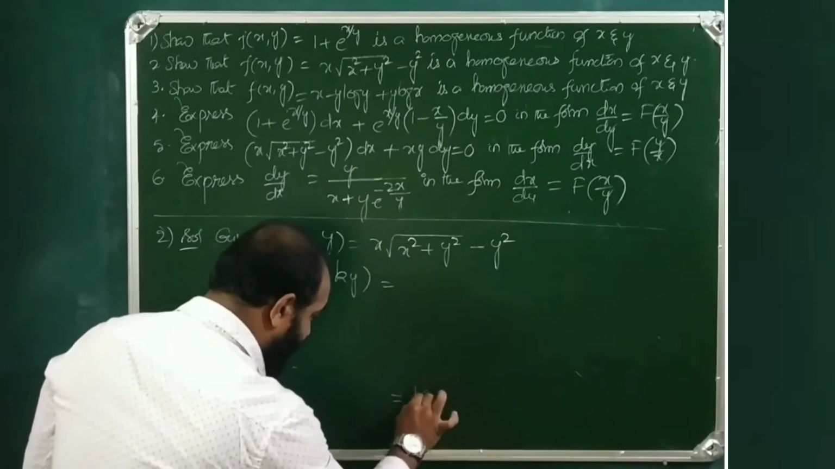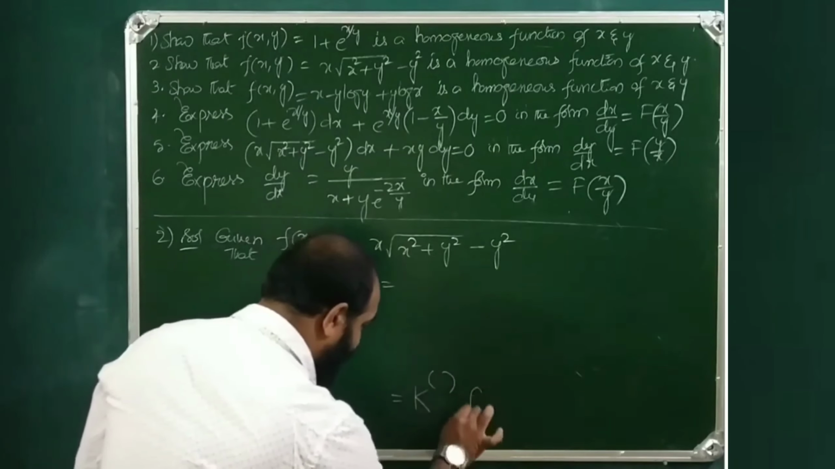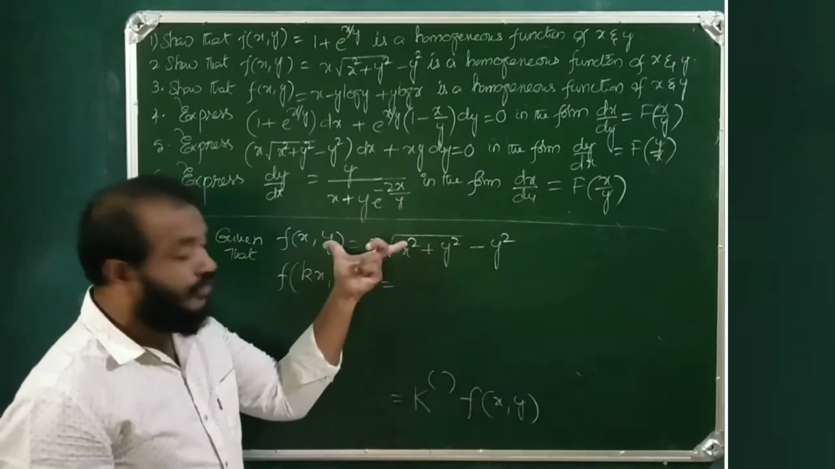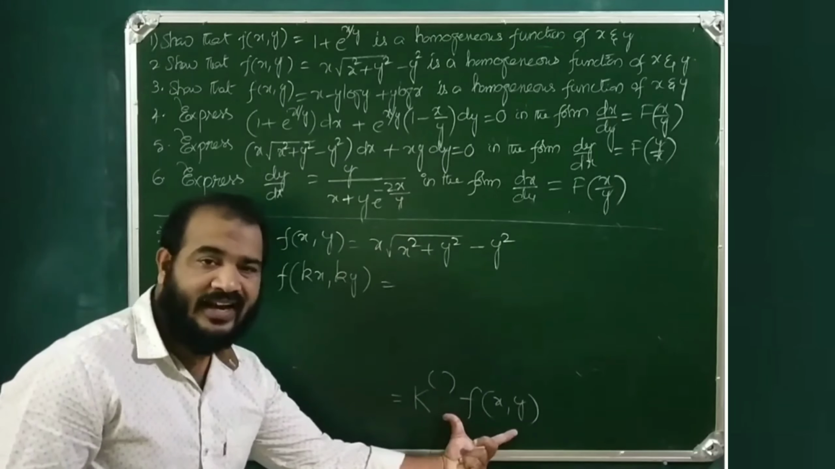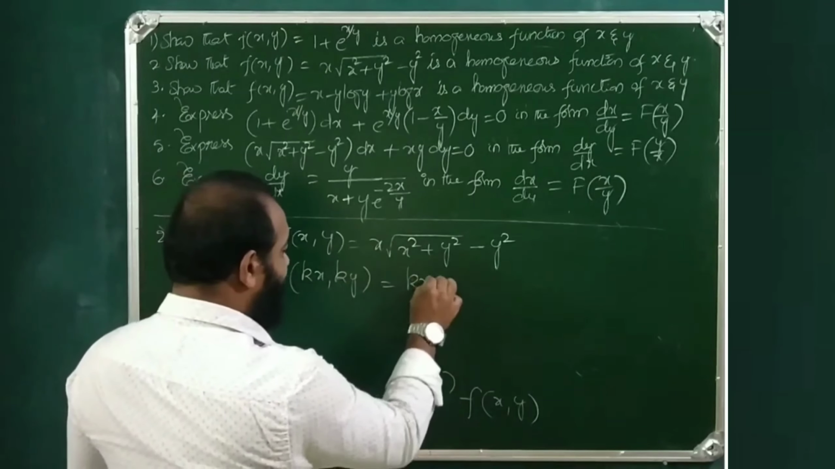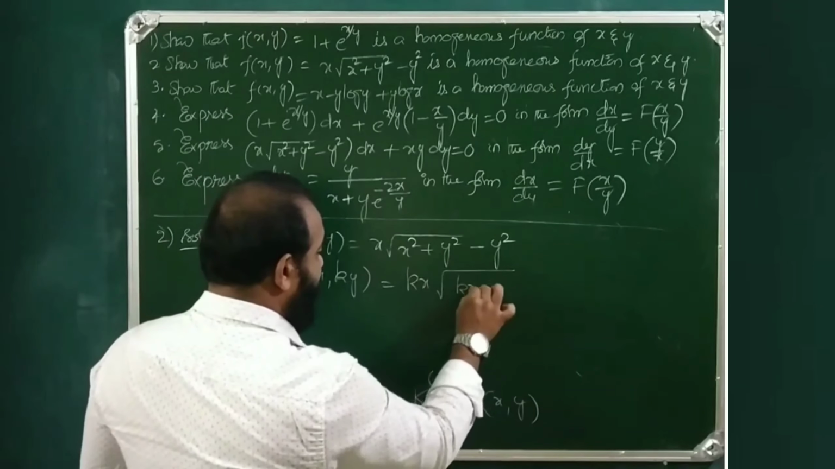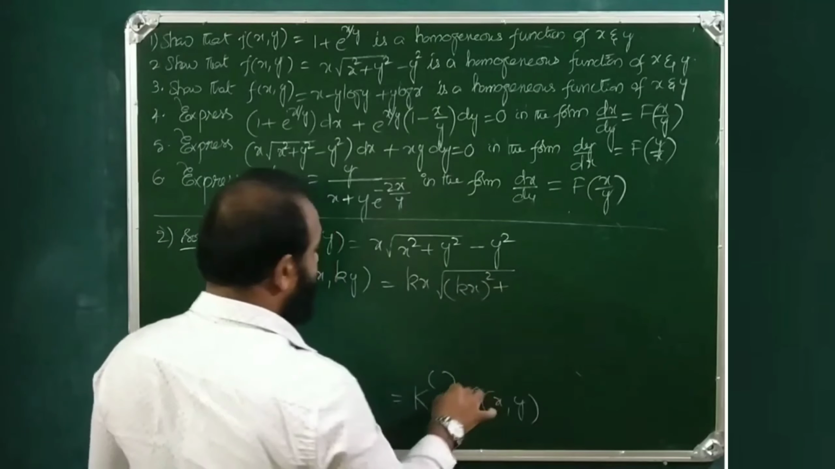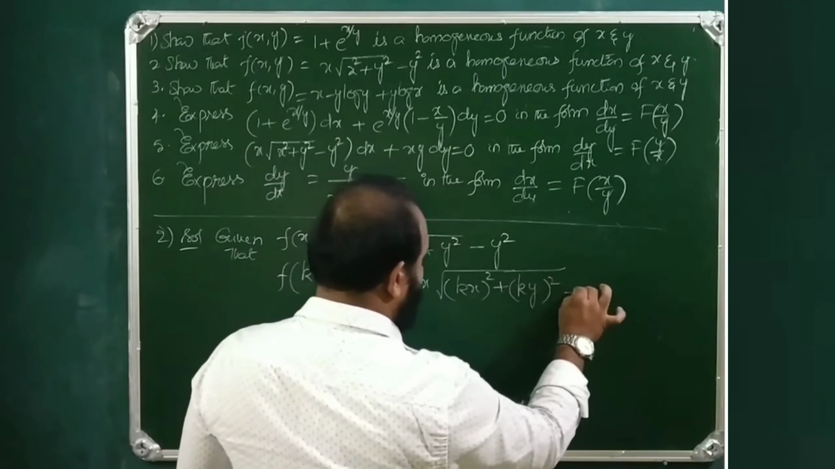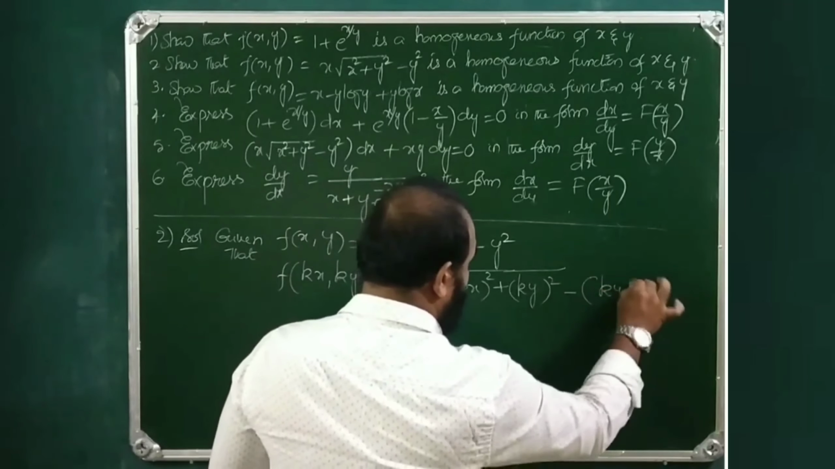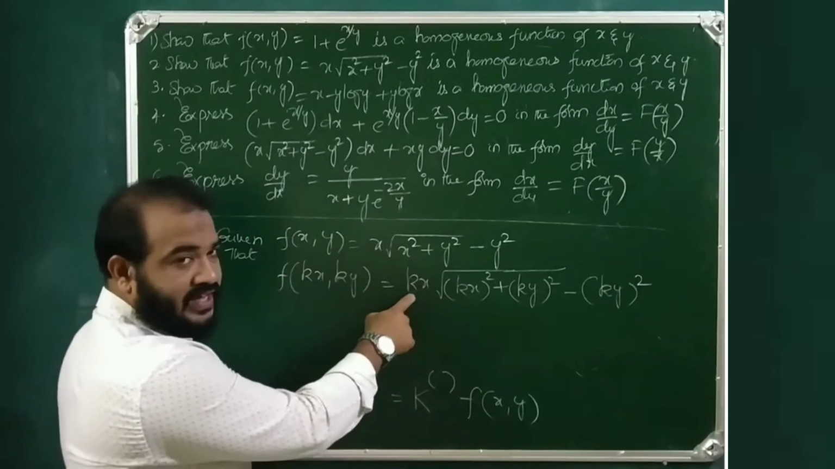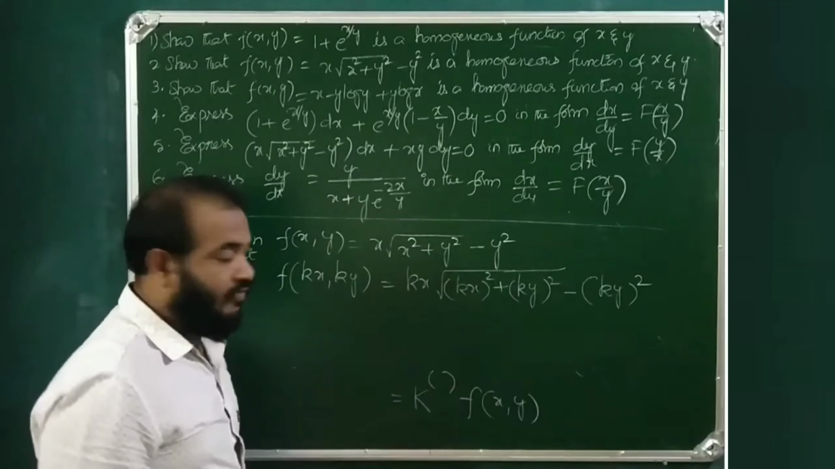Ultimately, k power something times f of the same function that we have taken before has to come at the end. So let us do this. In the place of x, kx into kx whole square plus ky whole square minus ky whole square. Simply, in the place of x, I have substituted kx, and in the place of y, substituted ky.